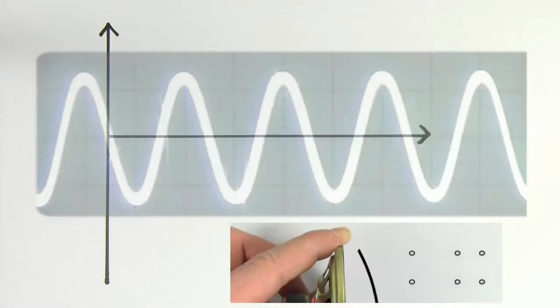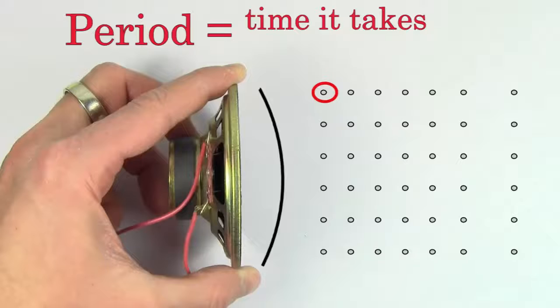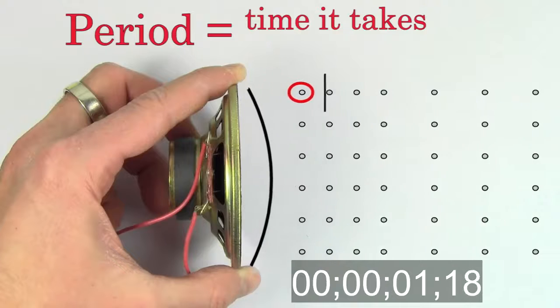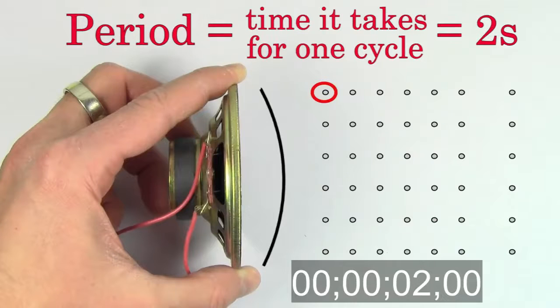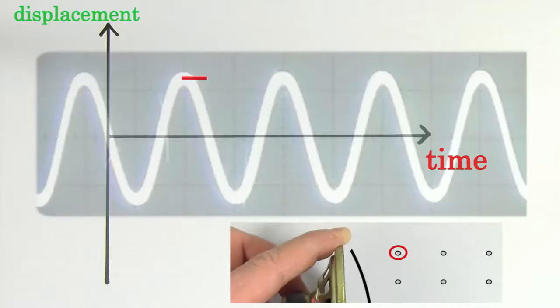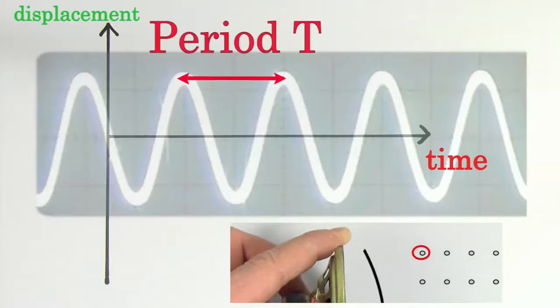Another key idea is the period of a sound wave. The period is defined to be the time it takes for an air molecule to fully move back and forth one time. We call this back and forth motion a cycle. We measure the period in seconds, so the period is the number of seconds it takes for one cycle. We use the letter capital T to represent the period.